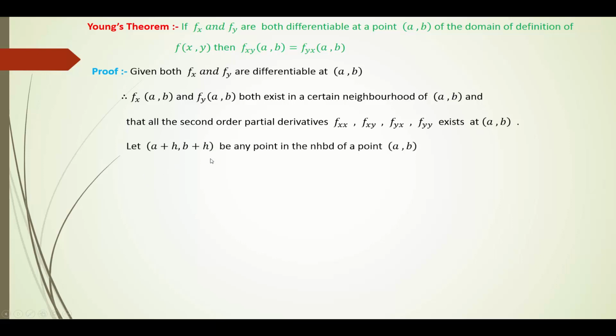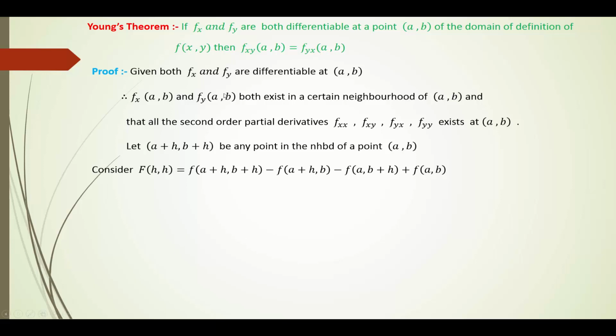Let a plus h, b plus h be any point in the neighborhood of the point a b. A plus h, and instead of b plus k, here it is b plus h also. A plus h and b plus h. A plus h, b plus h is any point in the neighborhood of a b. Now define a new function. Remember this function, f of hh.